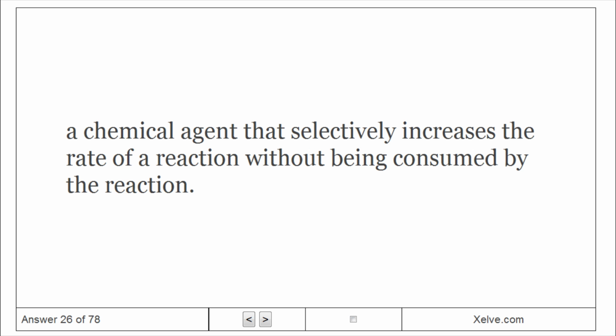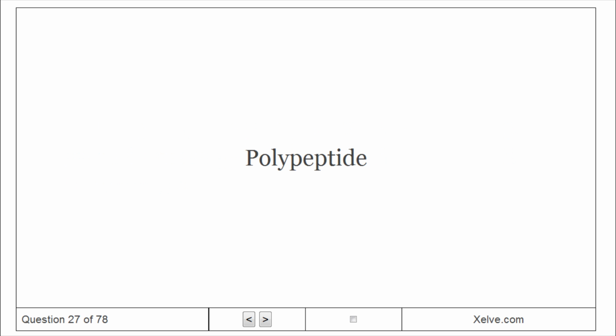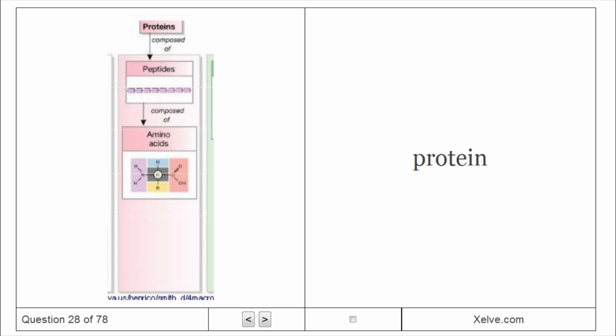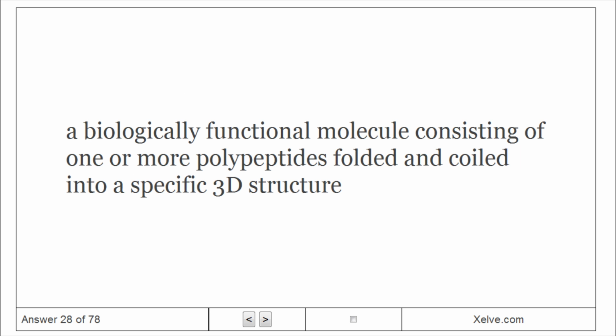Catalyst. A chemical agent that selectively increases the rate of a reaction without being consumed by the reaction. Polypeptide. A chain of amino acids linked together by peptide bonds or dehydration reactions. Protein. A biologically functional molecule consisting of one or more polypeptides folded and coiled into a specific 3D structure.